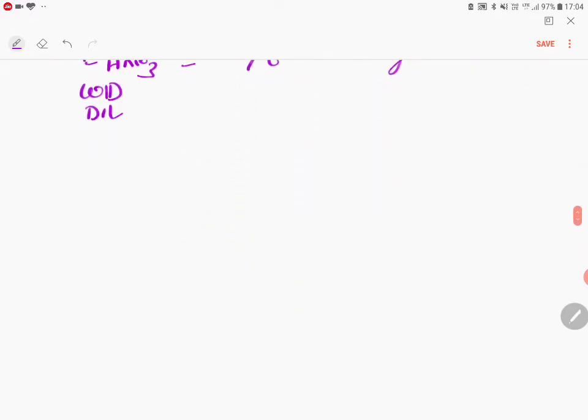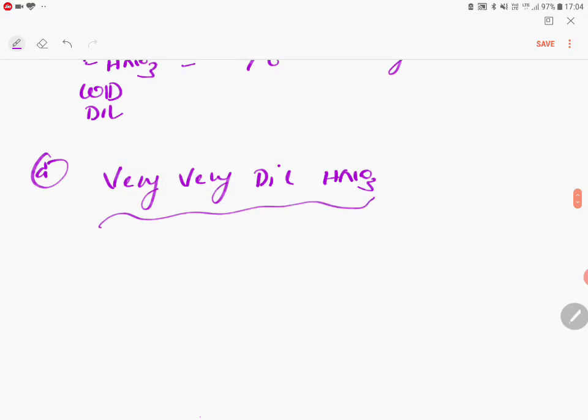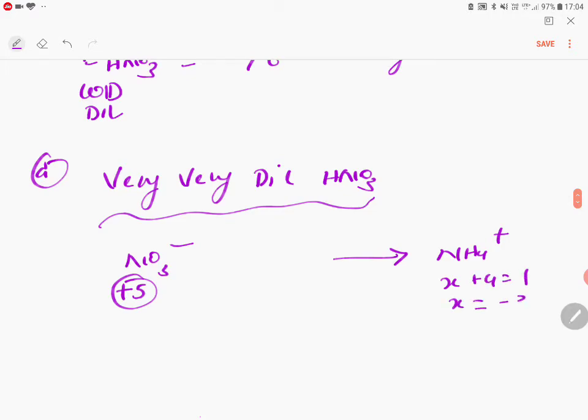Last case in this section: if it is going to be very, very dilute, then nitrate ion gets converted to ammonium ion. It is completely reduced. If you calculate the oxidation state of nitrogen, here it is +5 once again. So here X will be -3.